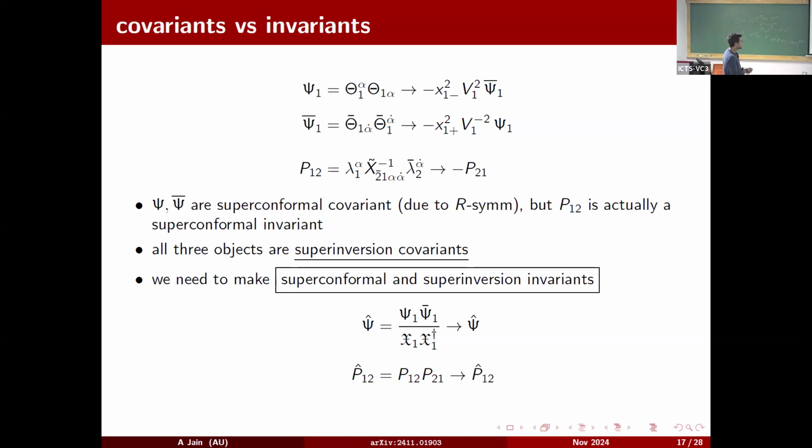Similarly, for p12 we do the same thing as we did for the conformal case. We multiply it with its conjugate p21, and under inversion, under superinversion, p12 hat goes to p12 hat. p12 hat is literally the supersymmetric extension of the p12 hat we built in the conformal case.